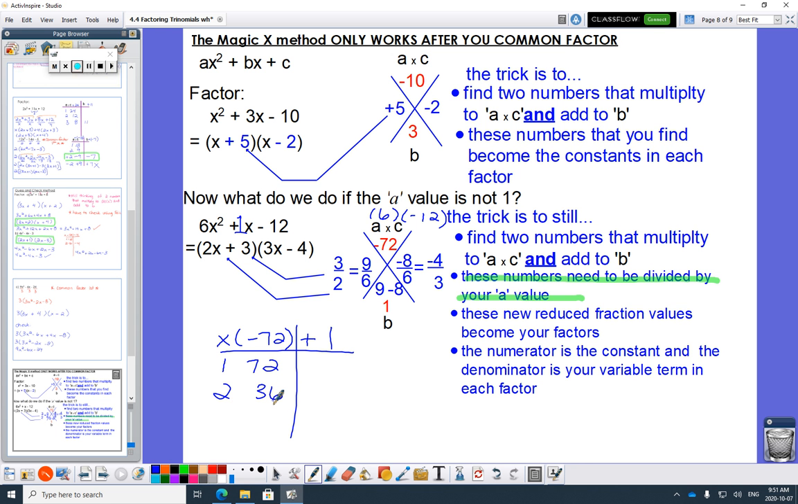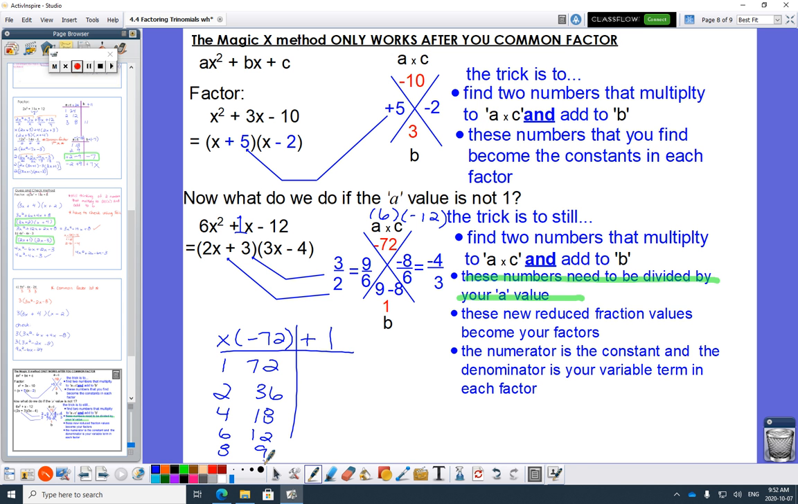2 and 36, that's not going to get us 1. So then, again, 72 divided by 3 is 24. That's not close. 72 divided by 4 is 18. Oh, we're getting there. 72 divided by 6 is 12. Closer. 72 divided by 8, right? So we're just going through the factors. So this is basically doing this, again, sort of in your head, okay?